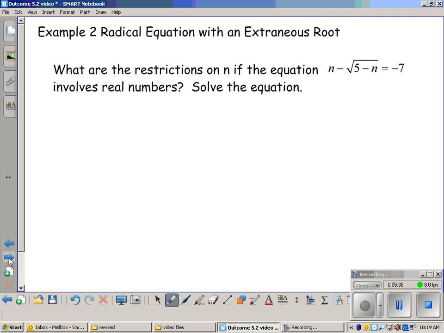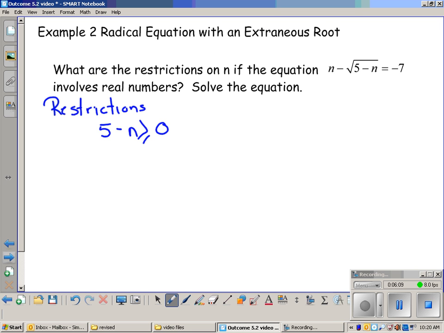What are the restrictions on n if the equation is n minus the square root of 5 minus n equals negative 7? Solve the equation. So restrictions first. Restrictions means that 5 take away n has to be greater than or equal to 0. Well, if I substitute in 5 into this equation, I get 0.